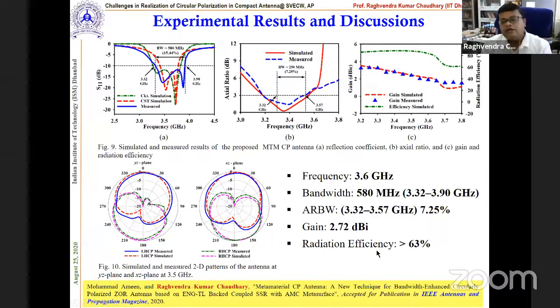Now, I already told you that when we do this kind of thing with small antennas, we are going to get low gain, because gain is directly proportional to the effective aperture area of the antenna, correct? So it is theoretically quite justified, but we need to do some extra things so we can manage this gain and efficiency as well. So for that, we further incorporated the AMC, correct?